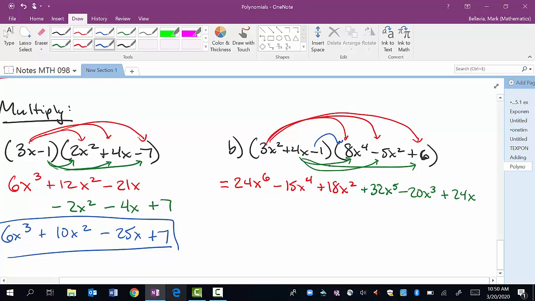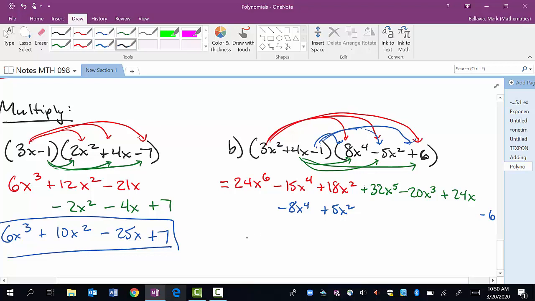So we have negative 1 times 8x to the fourth will give me a negative 8x to the fourth. I'll write it under its like term. Negative 1 times a negative 5x squared makes that a positive 5x squared. Again, I'm writing it under its like term. You could still continue writing it in a line if you wanted to. And negative 1 times a positive 6 makes us a negative 6, which really doesn't have a like term.